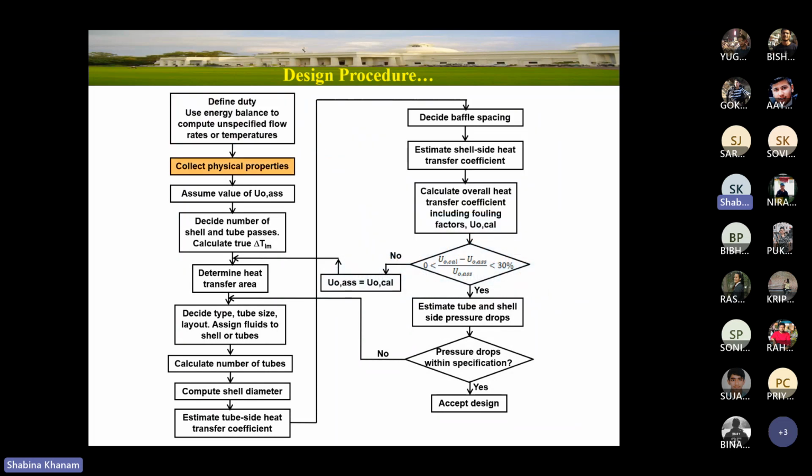and that is collecting physical properties. Here we will not calculate only cp, we will calculate other properties as well, because these properties will be used in further calculations like heat transfer coefficient. You need to collect the physical properties from standard approaches, standard graphs, standard tables. I will discuss how to find these physical properties.